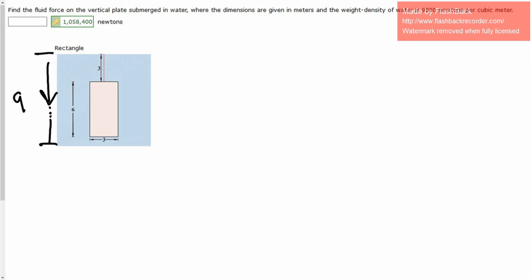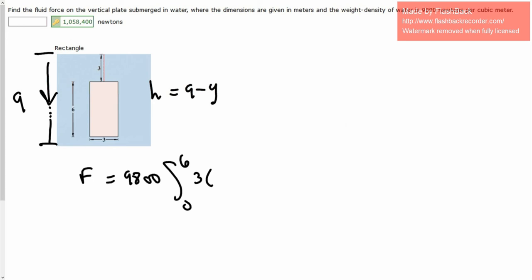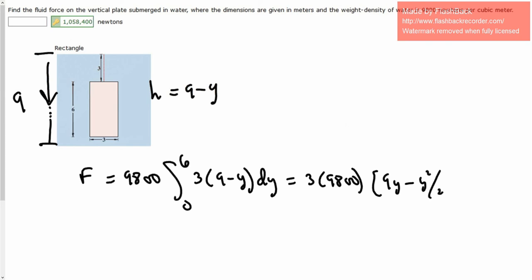So this height looks like 9 minus y. But we're only measuring the pressure on the slab, so that's going to be the integral from 0 to 6. This force is equal to the weight density times the integral from 0 to 6 of the area, which is 3 times the width, times the height, 9 minus y, dy. So this is 3 times 9800, and we integrate to get 9y minus y squared over 2, evaluated from 0 to 6.